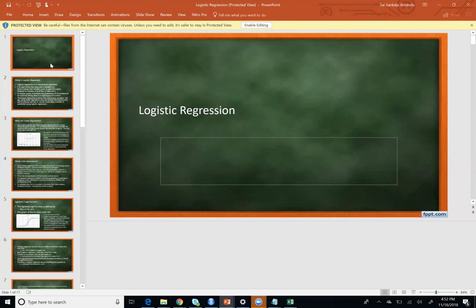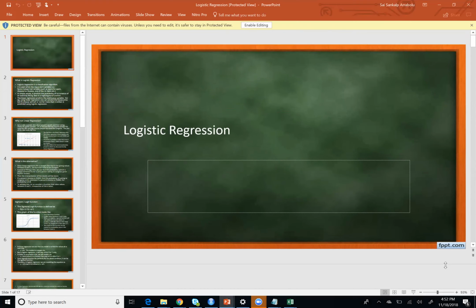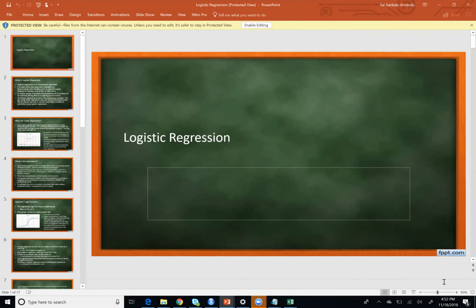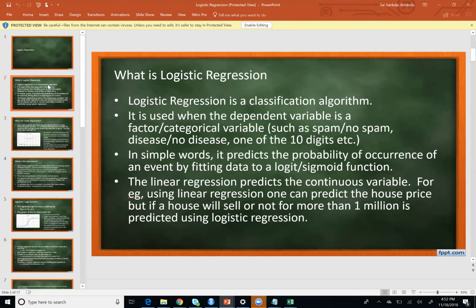We already learned about linear regression and polynomial regression, right? When you want to predict something like stock market data, you use polynomial regression. But when you want to model something with a linear shape, we use linear regression. But there is one more regression called logistic regression. Now let's see why we need logistic regression, or what it is. Logistic regression is a classification algorithm.